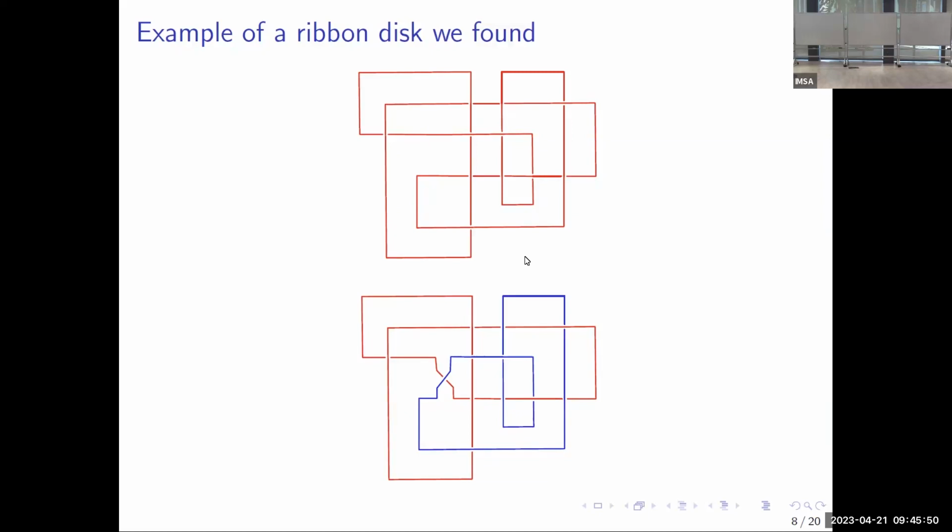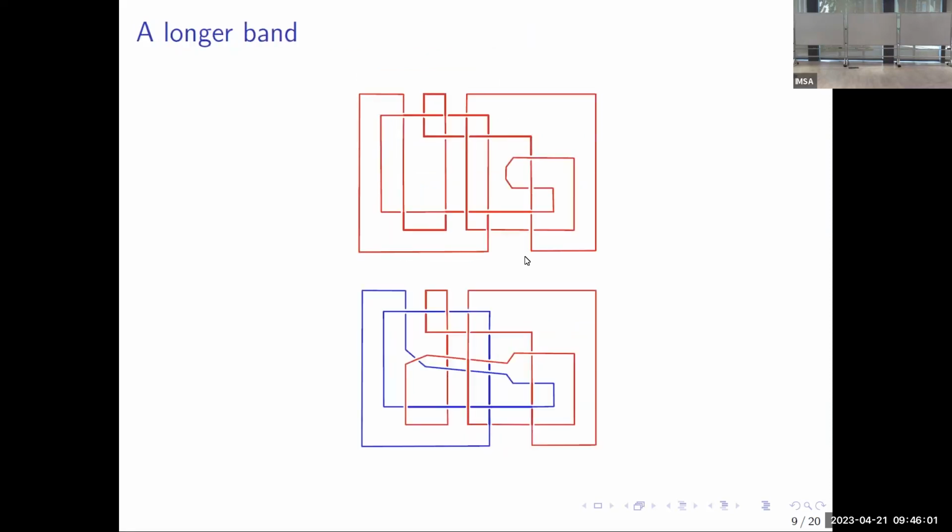So this is an example of a ribbon concordance to the unlink, or to the unknot, which is a ribbon disk. So here's a picture that's a little bit more complicated, where our band has to be a little bit longer, right?